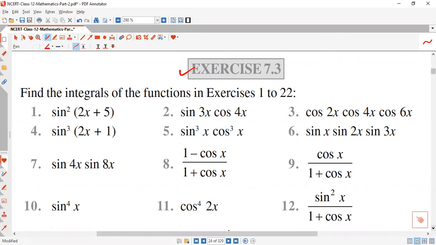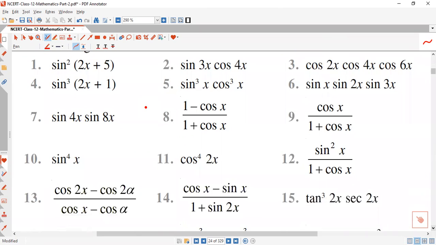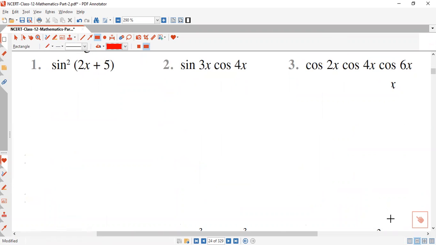See the first function given to you: sin square (2x plus 5). We have to find the integration of this function with respect to x. The sine function is there and it is squared. No direct formula is available for its integration. We only know the integration of sin x, not sin square x. So I would like to convert this square function into a linear function.